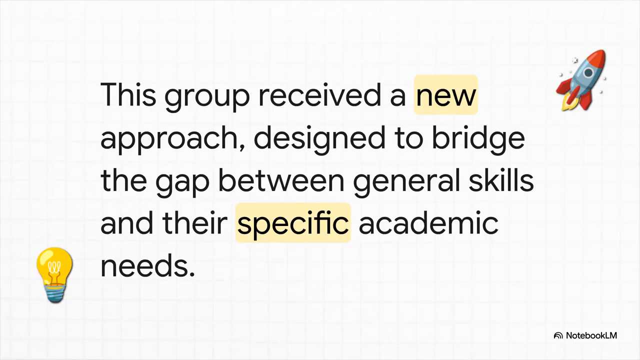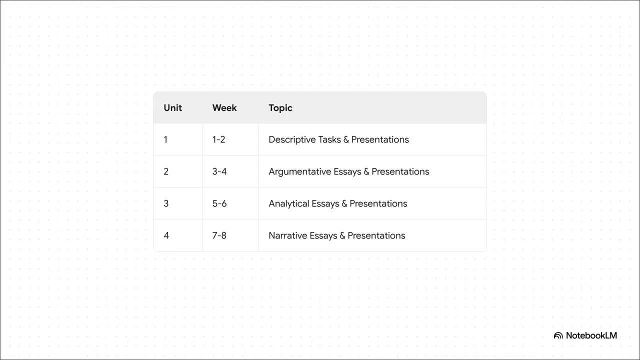But then we have the second group, the experimental group, and they got something very, very different. Their entire course was designed to bridge that gap between the general skills and what they needed for their specific academic fields. So check this out. Instead of organizing the course by skill, like week 1, reading, their course was organized by academic task type, things like descriptive essays or argumentative essays.